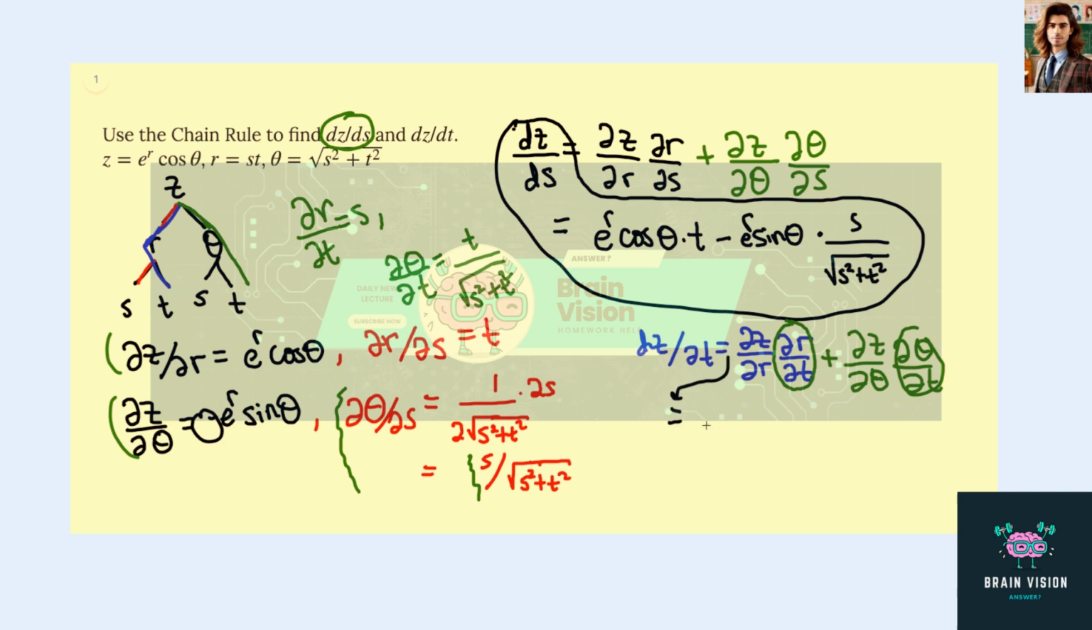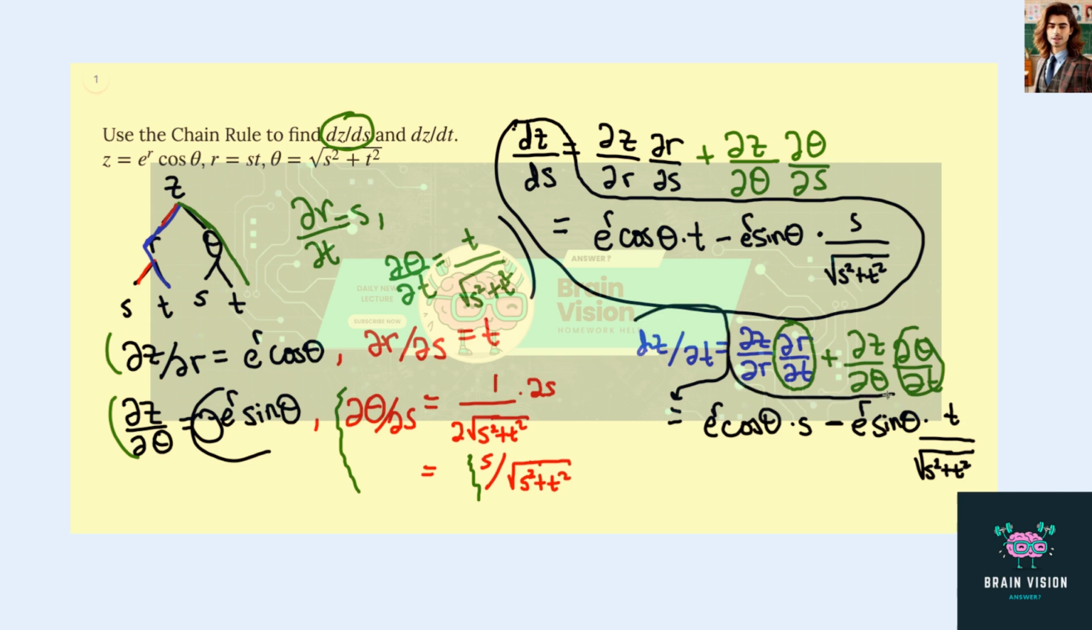So dz dr, that's your e^r cosine theta. dr dt, that's s. dz d theta, that's this negative e^r term over here. So let's just bring that negative over. And then our last term is over here. So there we are. That's our other partial derivative. That should be an r right there on top of the e. And that's our final answer.